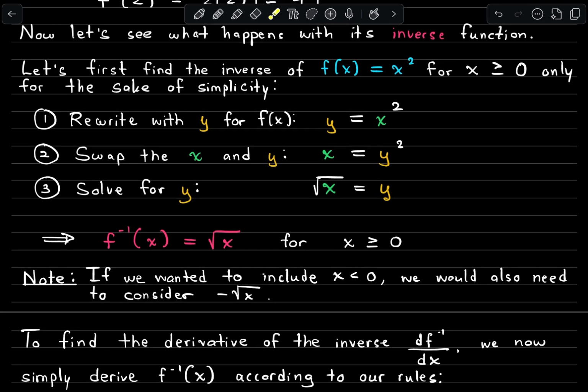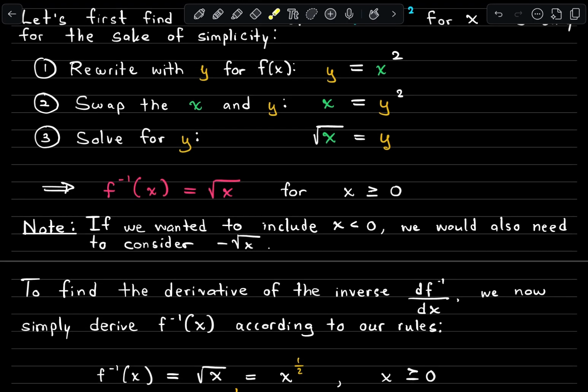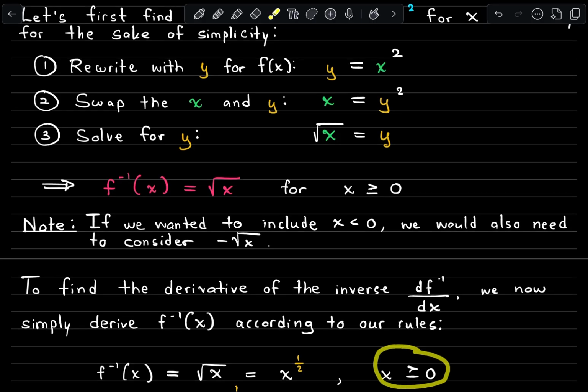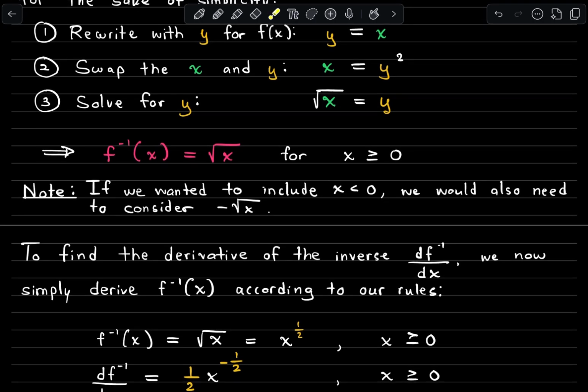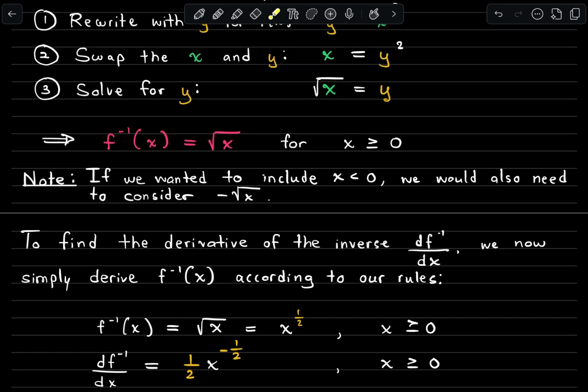Okay, so now to find the derivative of the inverse function, and we're going to use this notation df with this little -1 over dx, we now simply derive the inverse function of f according to our rules. Okay, so the square root of x can be rewritten as x to the 1/2 power. I've got my domain restriction here as well. We take the derivative, that 1/2 comes down, we subtract 1 from the exponent, derivative x to the 1/2 is 1/2 x to the -1/2 power.